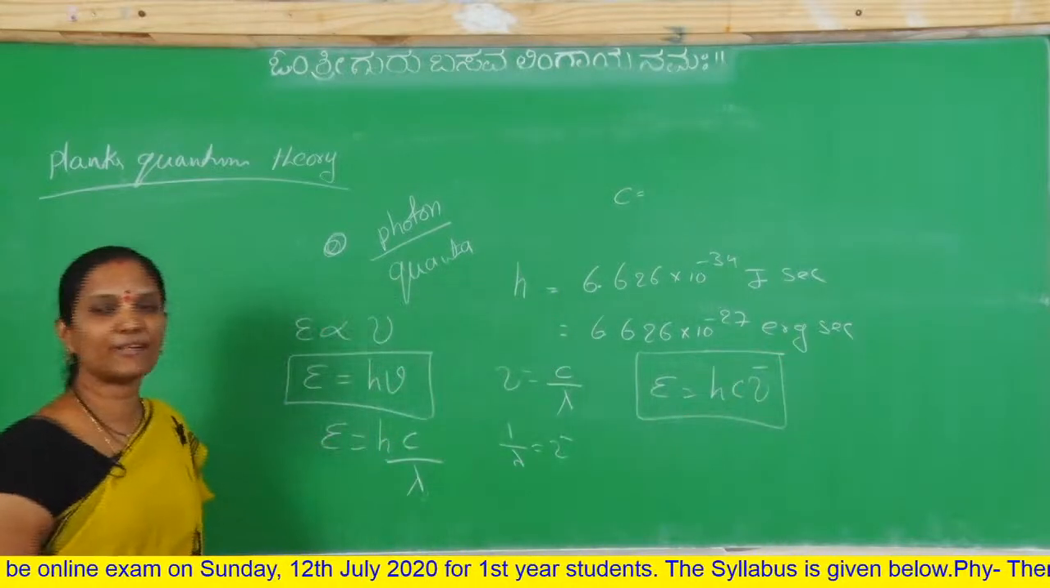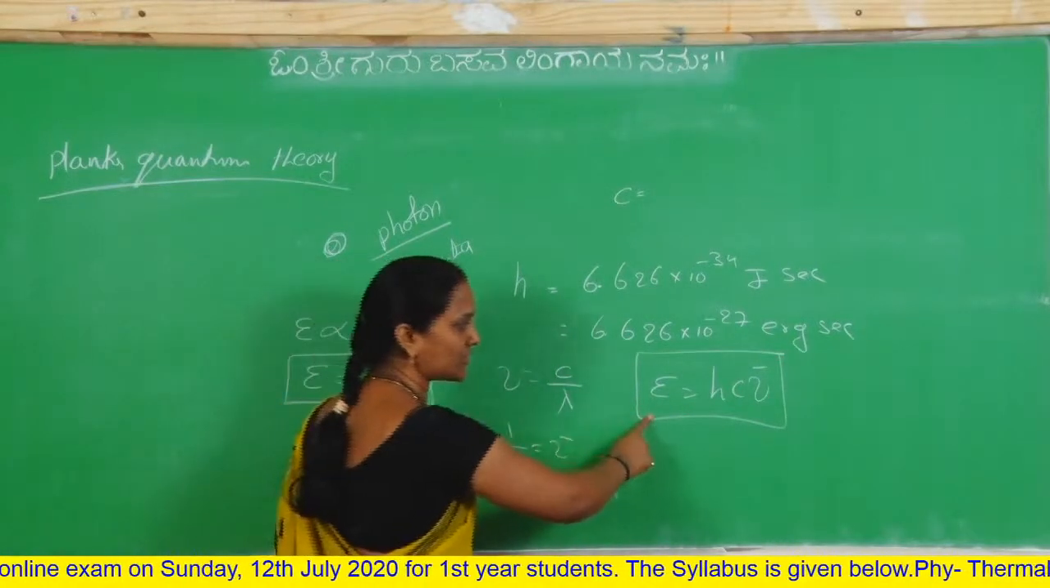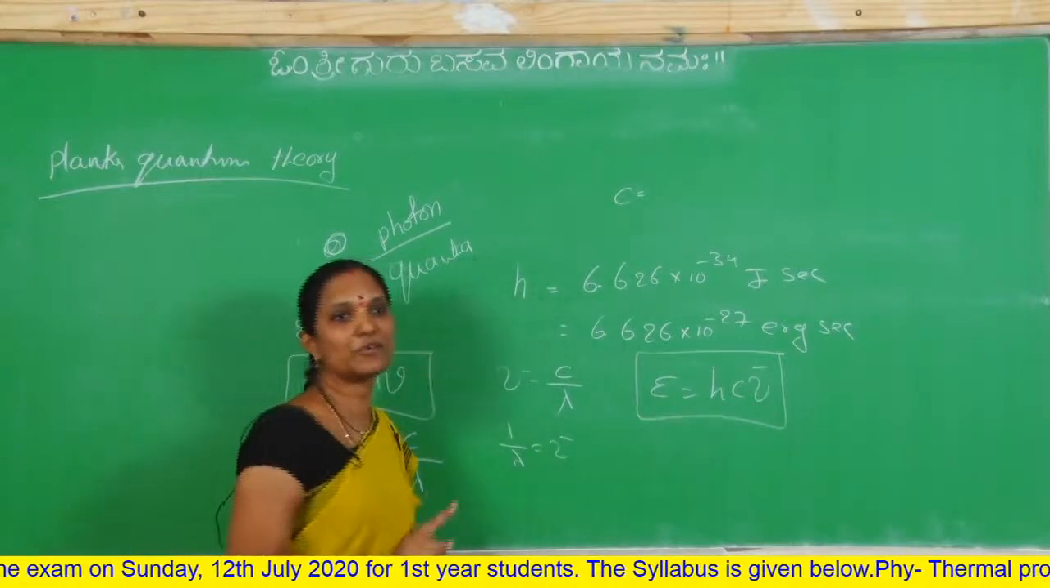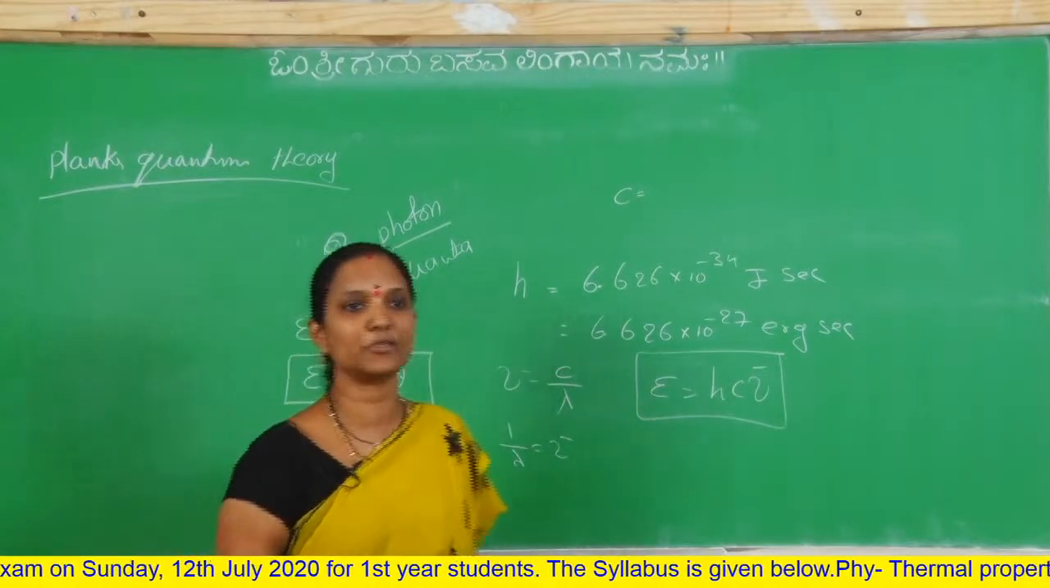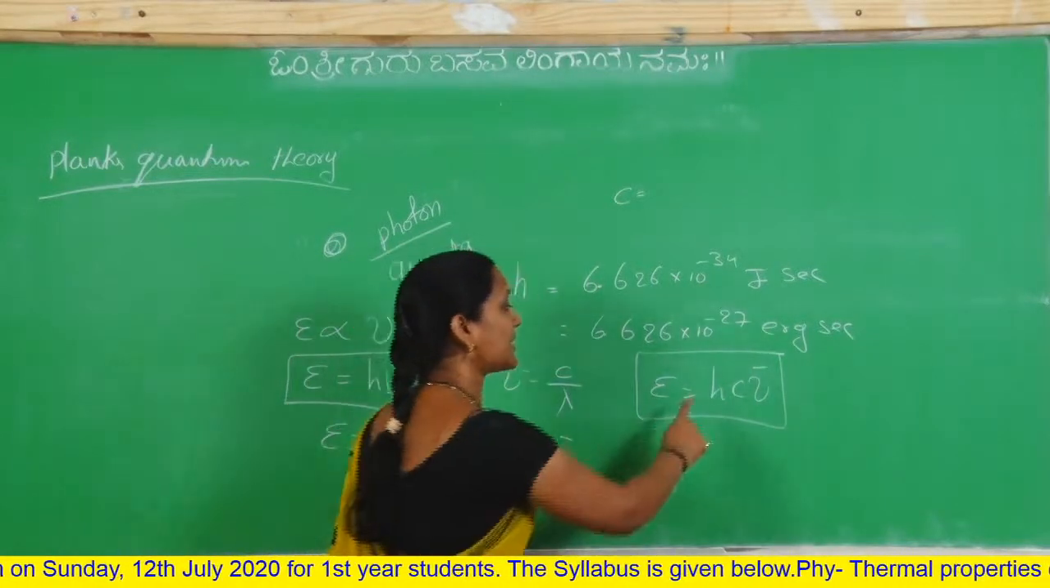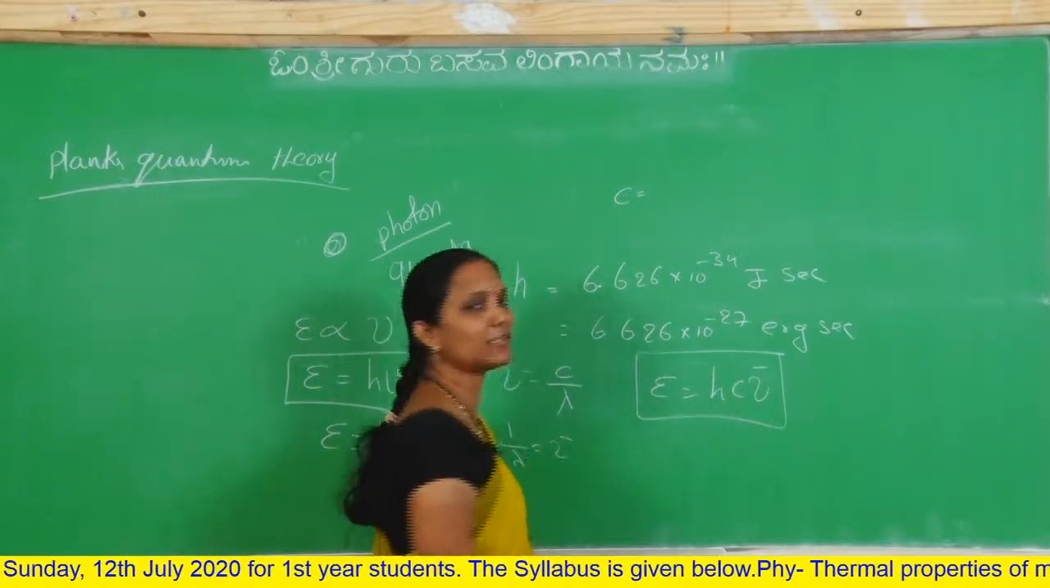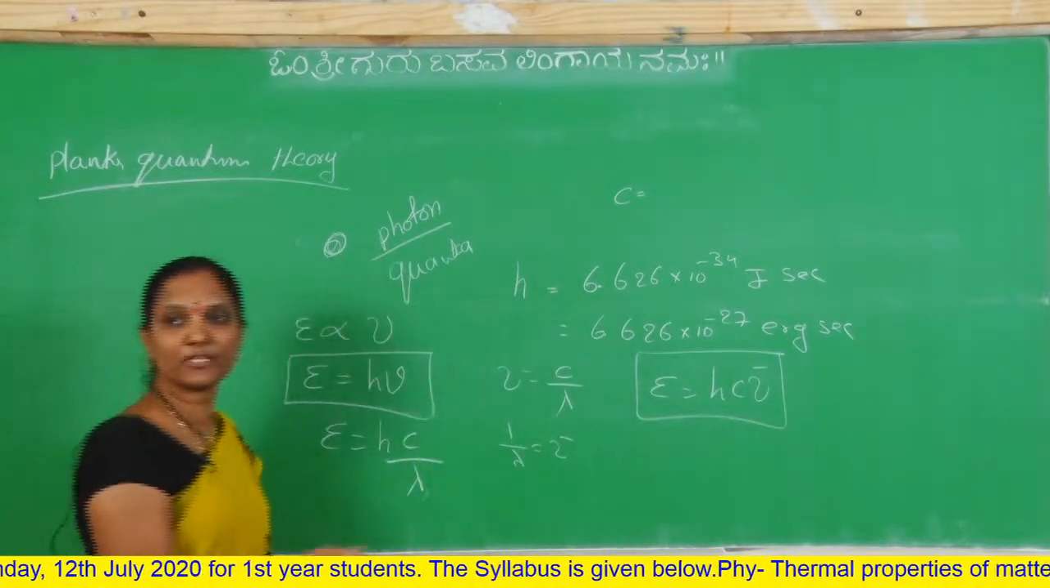So when wave number is given, we have to use this formula. They will give the wave number. We know the C value is constant, 3 into 10 power 8. We know the h value, 6.626 into 10 power minus 34. They will give the wave number.